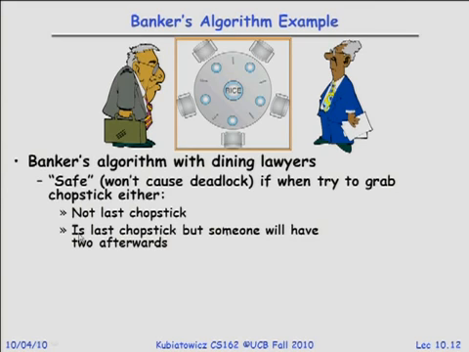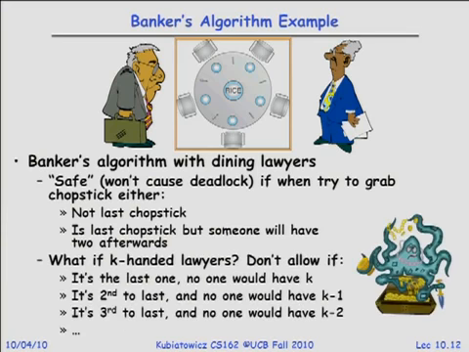Doesn't matter that I grabbed the last one. There's somebody else with 2. They'll finish, they'll put them back, and now everybody can finish. Okay, so see how that works? And that's a very simple kind of degenerate case of the banker's algorithm. This one I like here is the K-handed lawyer, right? And of course, that's in general. It's the last one, but nobody would have K. It's the second to last, nobody would have K minus 1, and so on. If you work your way through the banker's algorithm, you'll see this also works.